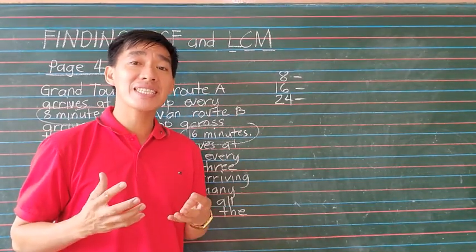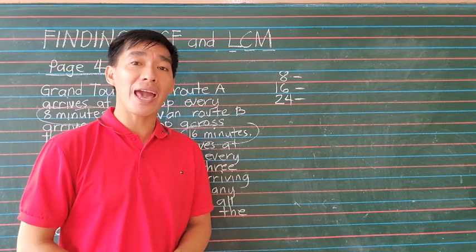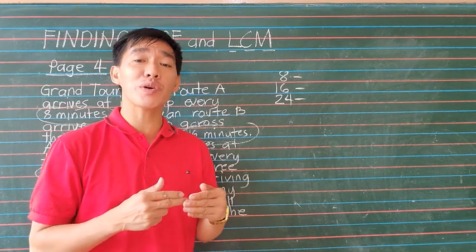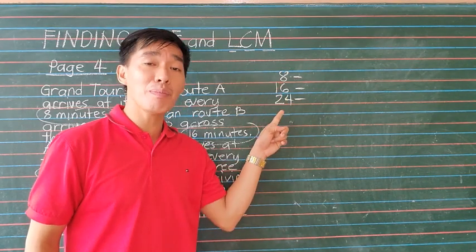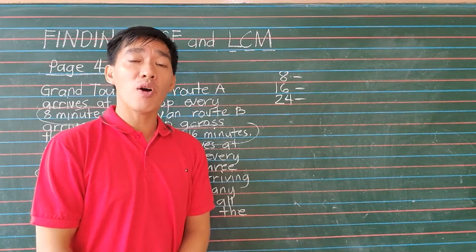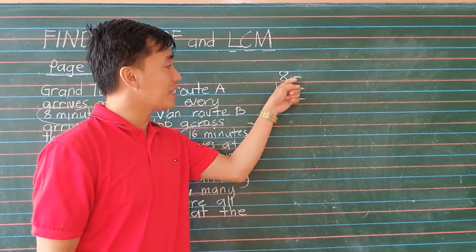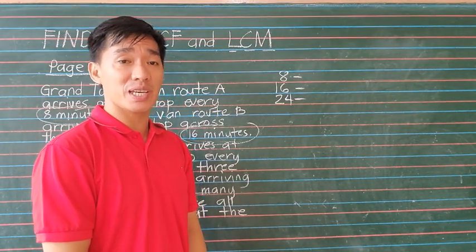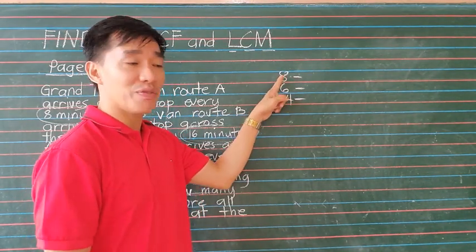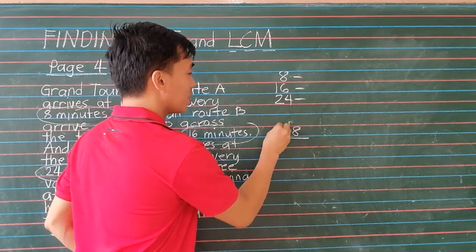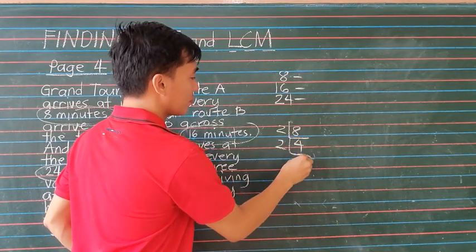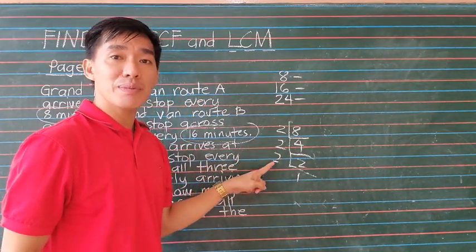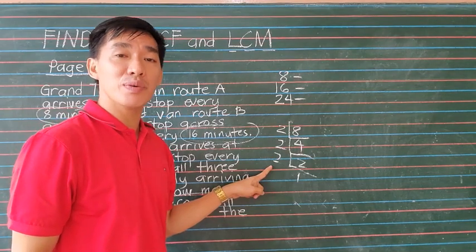Because we have already decided that we have to look for the LCM of these 3 numbers, the shortest time where these 3 numbers will meet, in order to get the LCM of 8, 16, and 24, we will also have to use the prime factorization. The prime factorization of 8 is 2 times 2 times 2 using the continuous division.